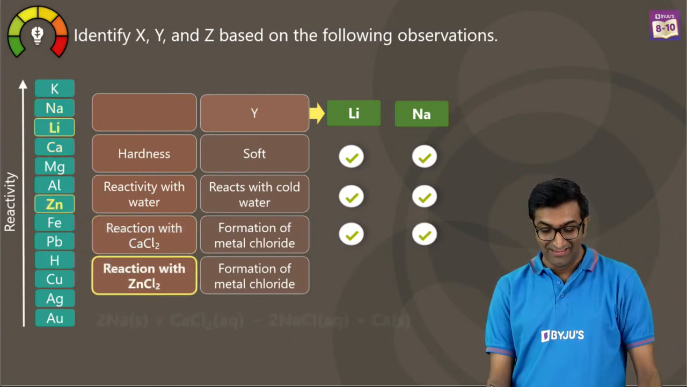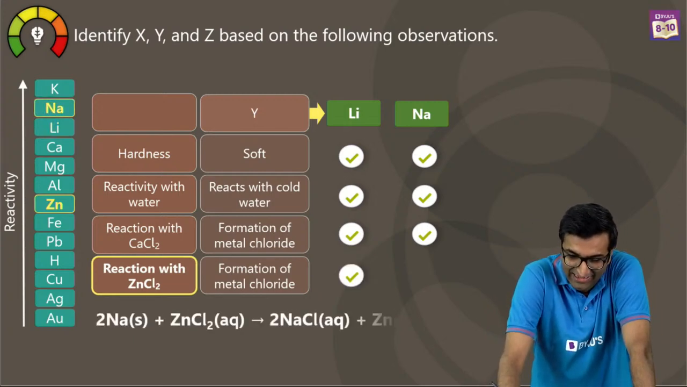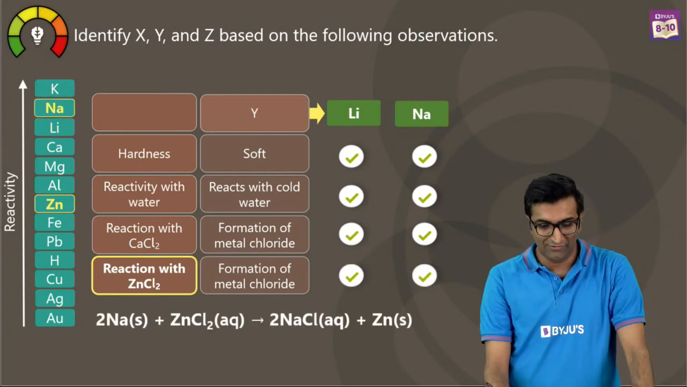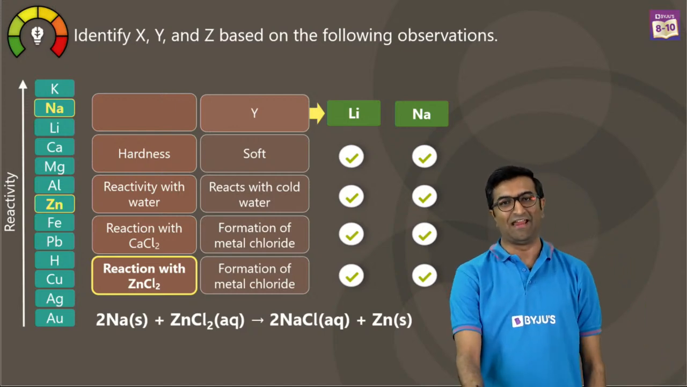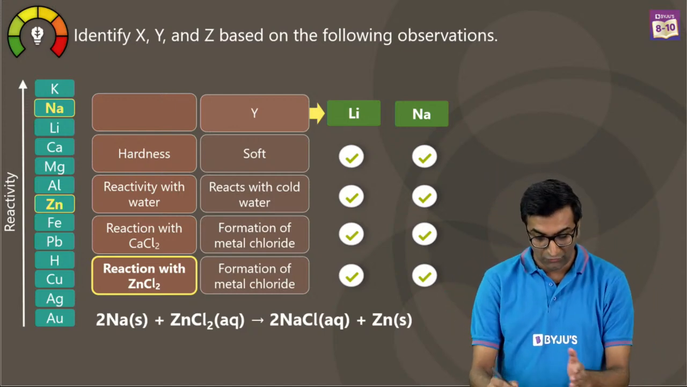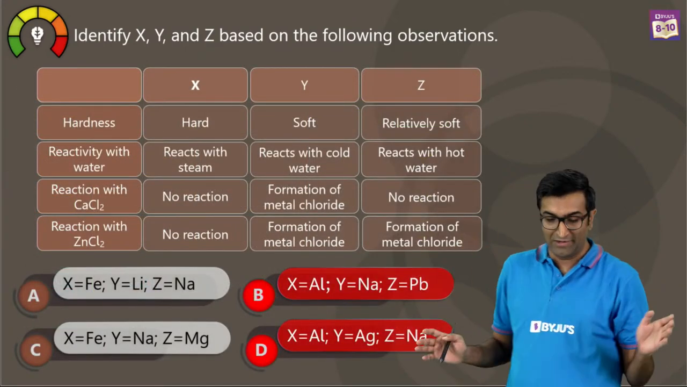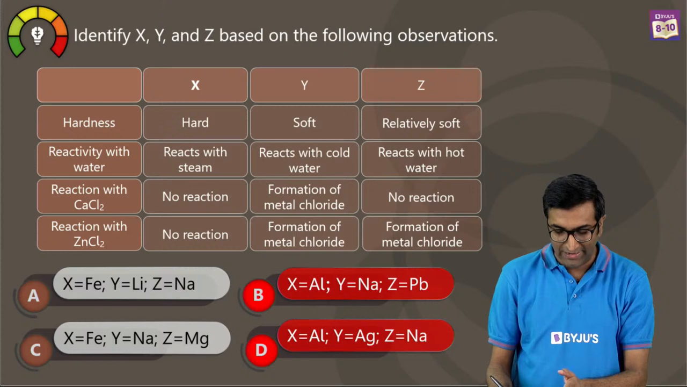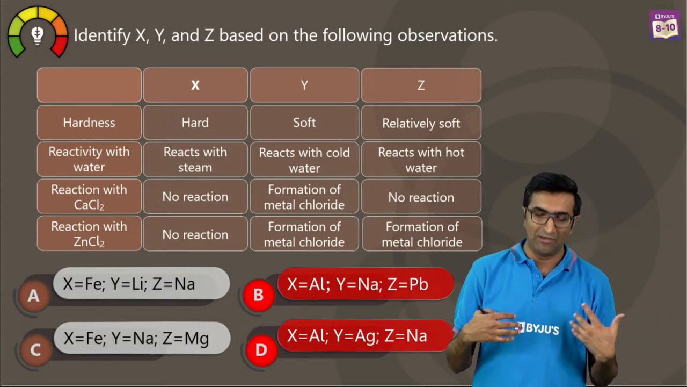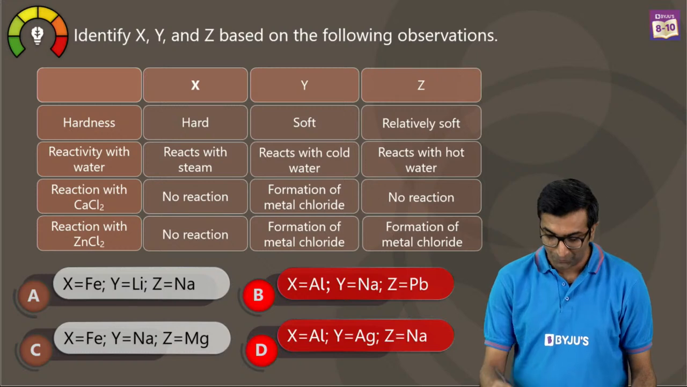And interestingly, they react with zinc chloride as well. So you're like, what's the point? You can't tell anything from the second option. That's why this gets a little complicated. You can't tell whether it's lithium or sodium from the second option. If you had identified the right way, you would have saved time. You could have just gone over to Z and figured it out, but that will come with practice. So Y doesn't give us any answer. Cruel thing for the examiners to do.